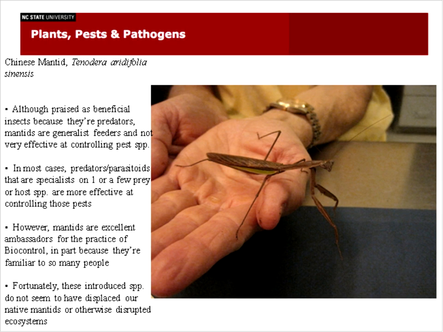However, as ambassadors for the whole practice and idea of biocontrol, manatees are very good because people can relate to manatees. They're big, they're showy. But you can't explain tiny little parasitoid wasps that are only a fraction of a millimeter long to people. They don't get that. Manatees they get. So even though they're not very effective, they're good for telling people about biocontrol.